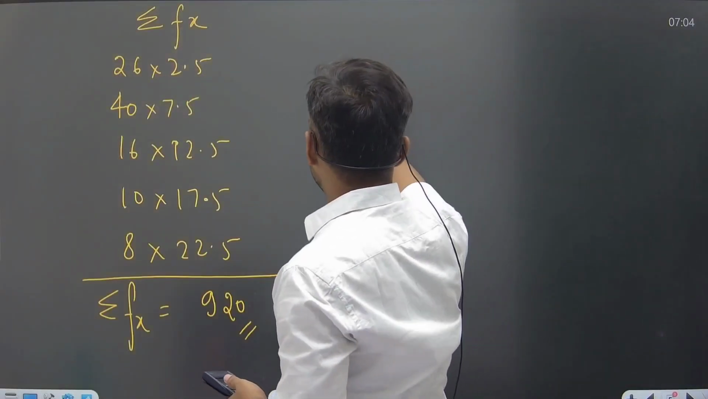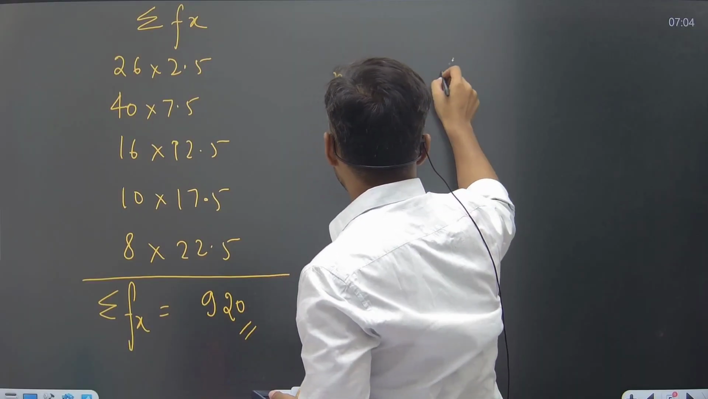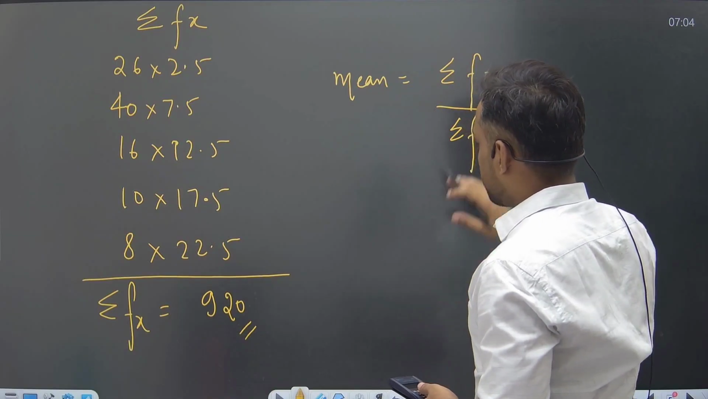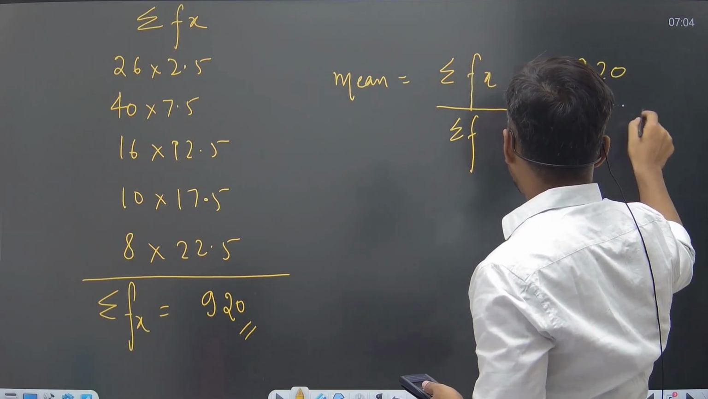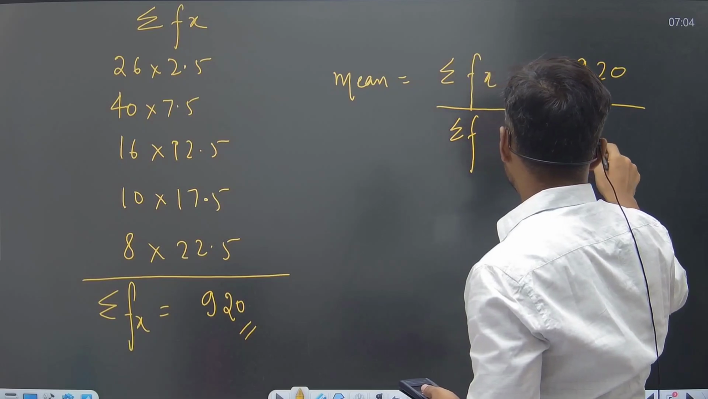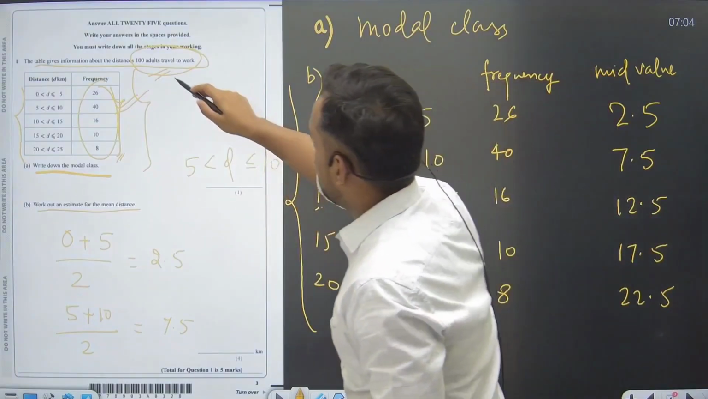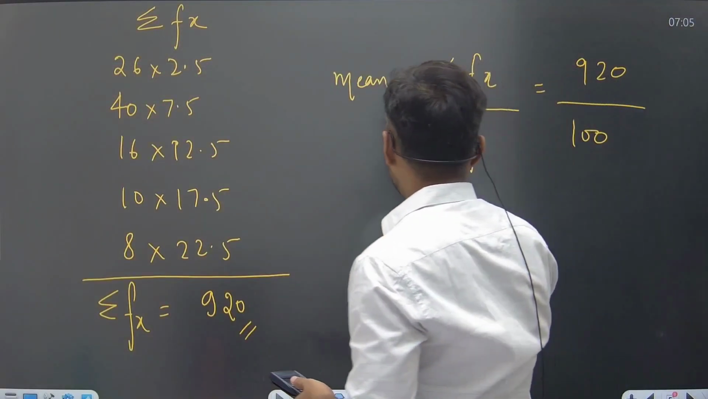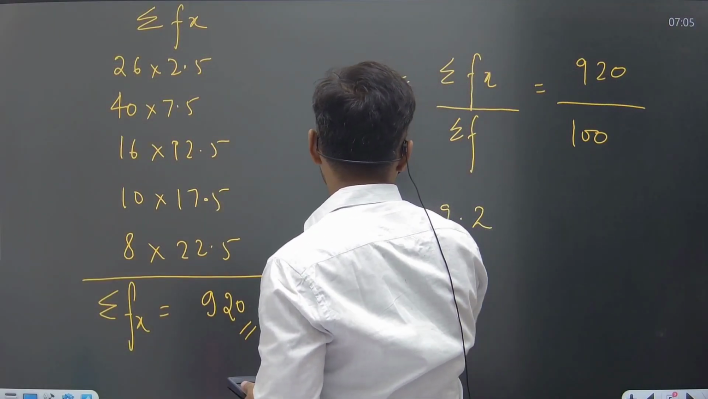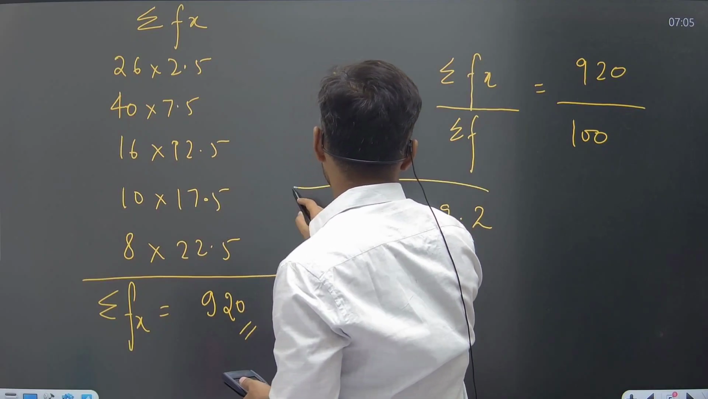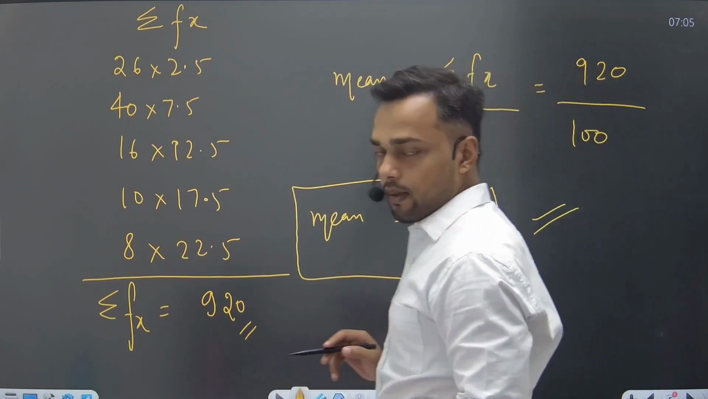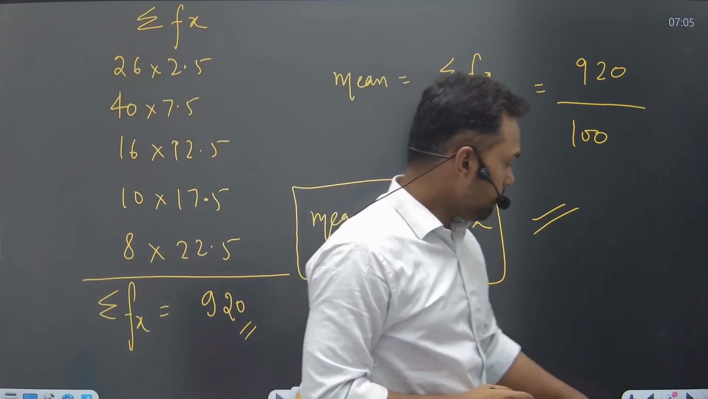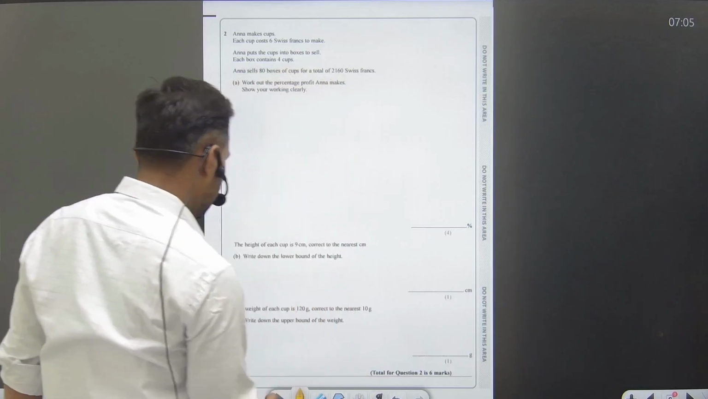So what we know is that the mean is given by sigma of fx upon sigma of f. So this is 920 and this sigma of f is 100, since the data is of 100 adults, so I've directly written 100 here. So what you will get is 9.2. So this is our mean, student. Okay, so this is how you need to attempt a question on the mean. Let's move to the next question, students.